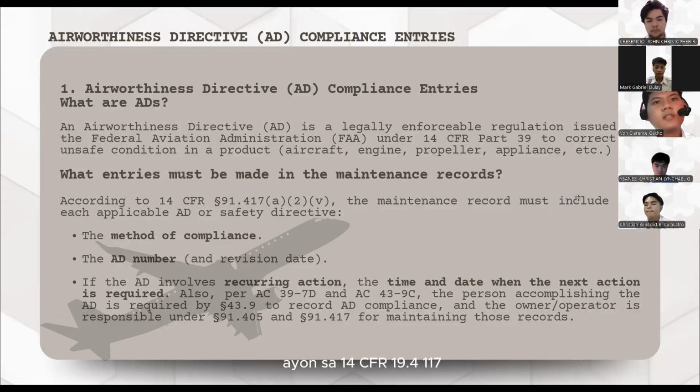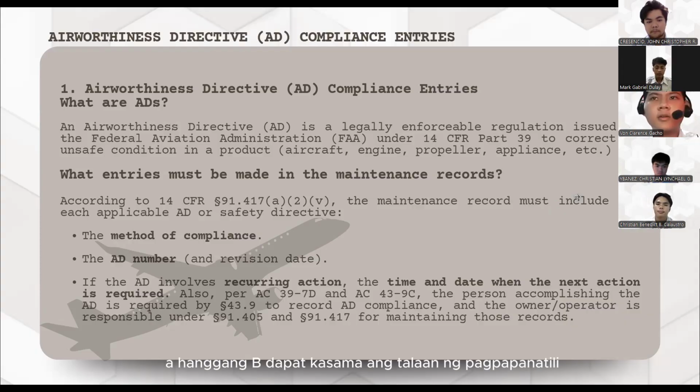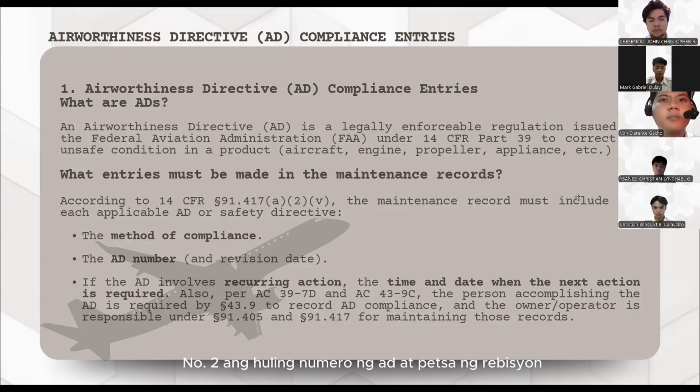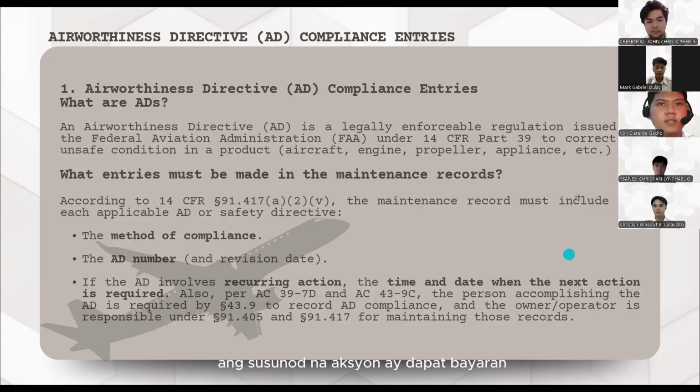Now, what needs to be recorded in the maintenance records? According to 14 CFR 91.417(a)(2)(B), the maintenance record must include several specific details for each AD. These include, number 1, the method of compliance. What exactly was done to comply with the AD, such as inspection, replacement, or modification. Number 2 is the AD number and revision date. Last, if the AD is recurring, the entry must state the time and date when the next action is due.